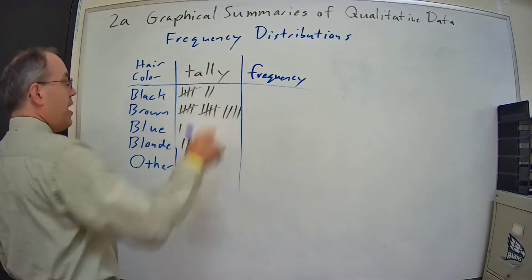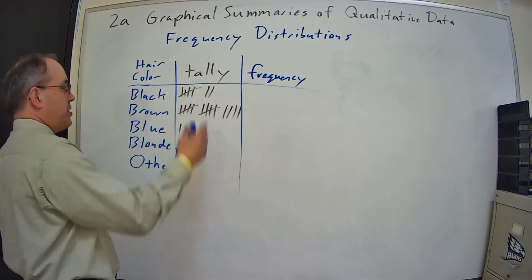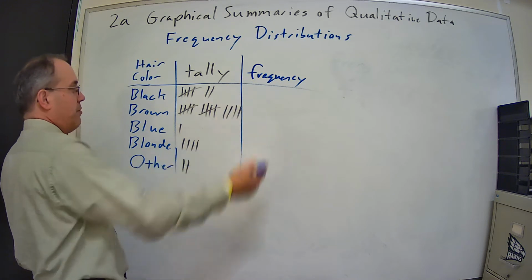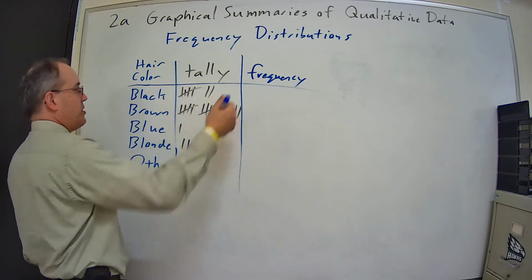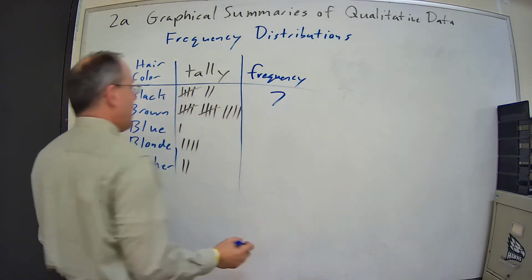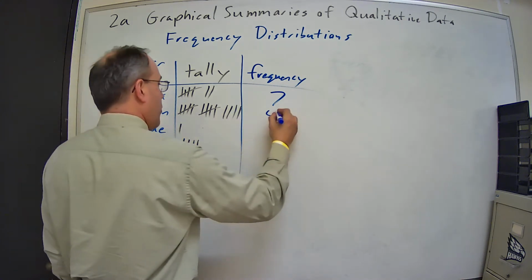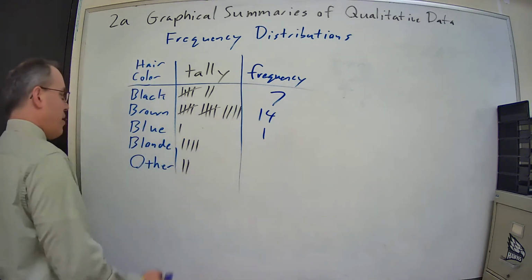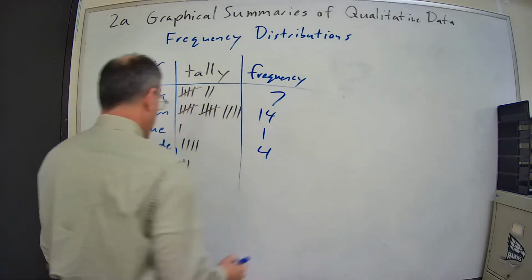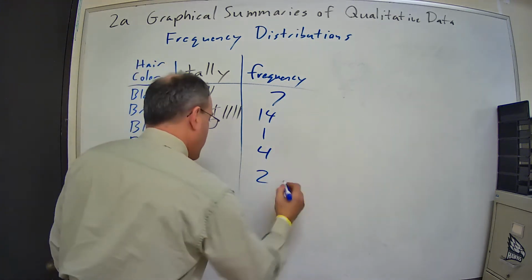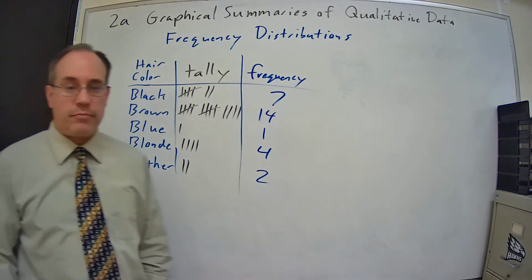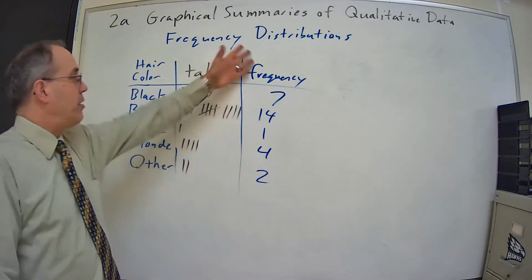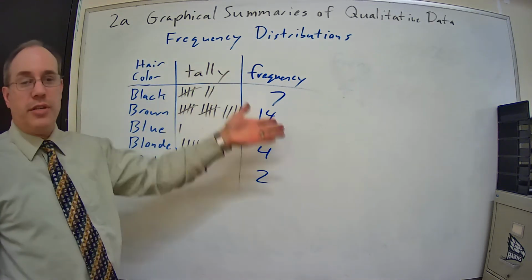So now I'm going to just count the tally marks. And since I put them into groupings of 5, it's pretty simple to see that I've got 7 people with black hair, 14 people with brown hair, 1 person with blue hair, 4 people with blonde hair, and 2 people with some other color. So this right here is a frequency distribution.